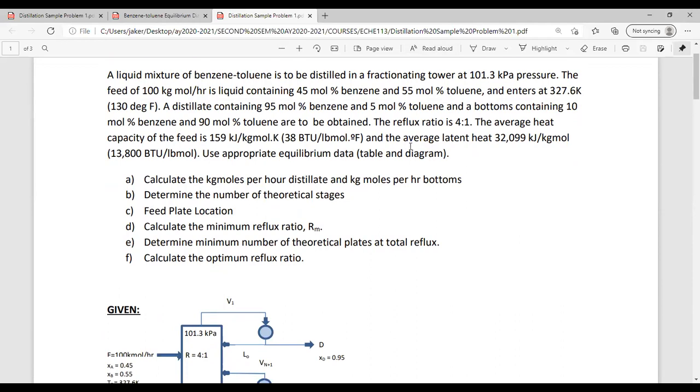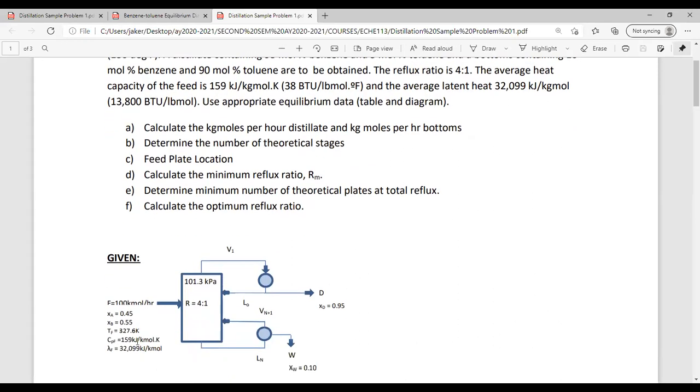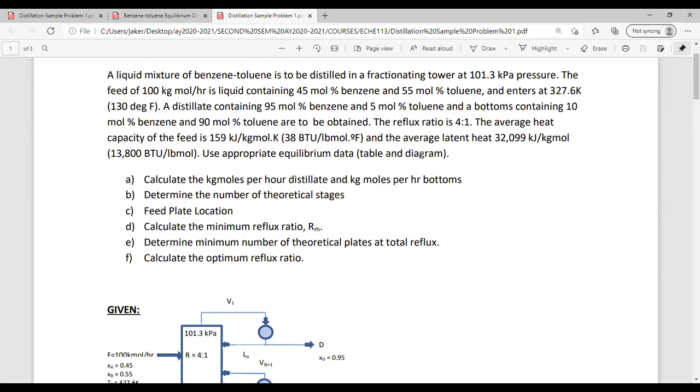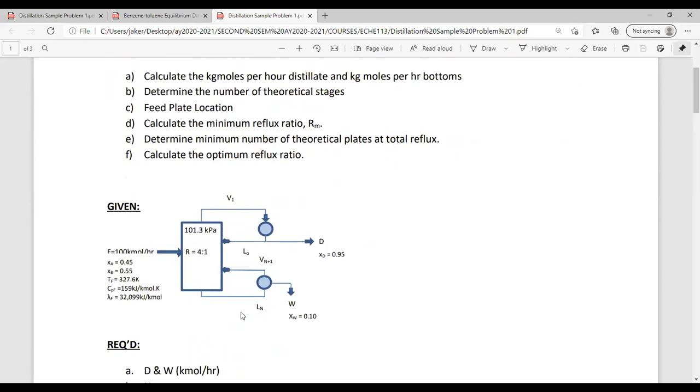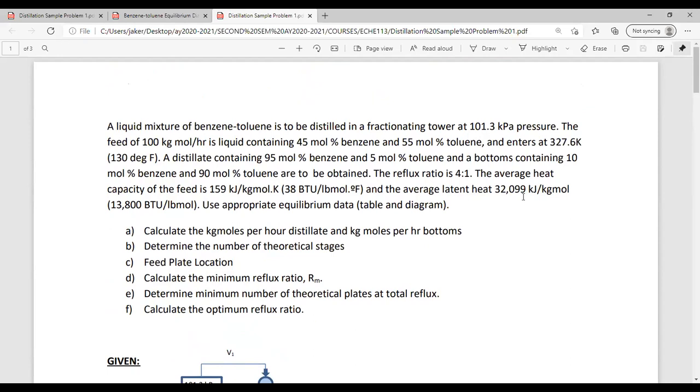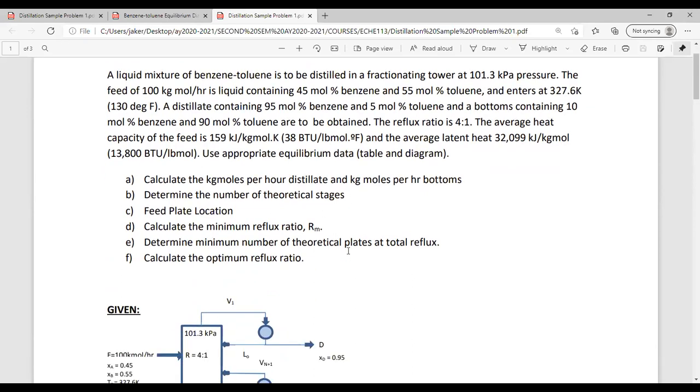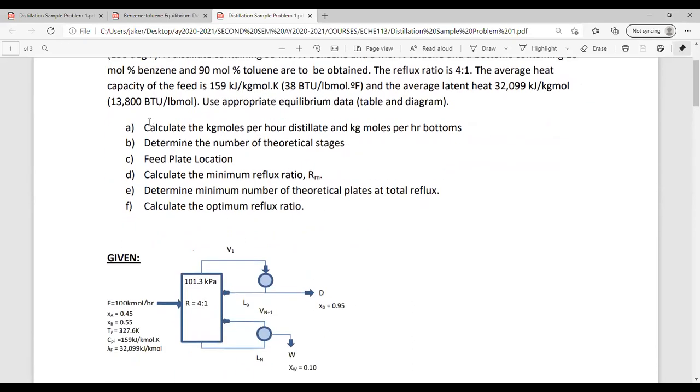The reflux ratio is 4:1, and the average heat capacity of the feed is 159 kilojoule per kilogram mole Kelvin. So it's the CP. I place it here. And the average latent heat, place it here also, 32,099 kilojoule per kilogram mole. You are to use the appropriate equilibrium data that involves the table and the diagram, whichever of the two you will need. Now for this problem, you are to determine six things.